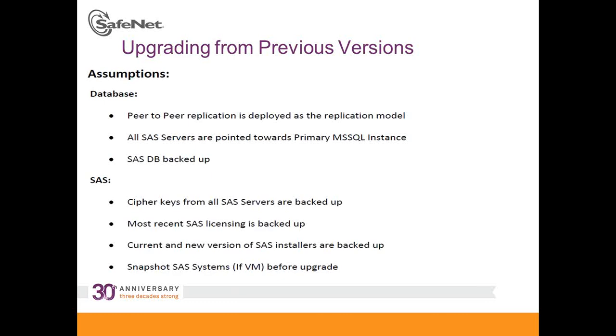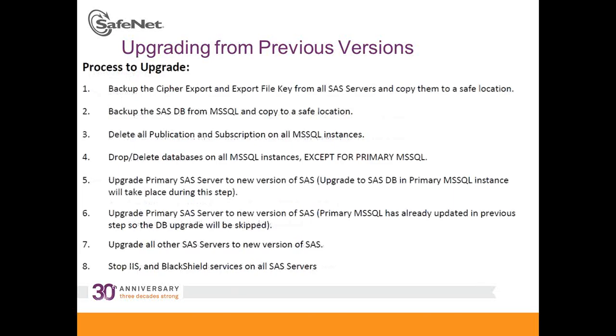And because we support virtualization, it's always recommended that we take a snapshot again before upgrading, just as a best practice. So the process to upgrade is we back up the cipher export and export file key from the SAS server and move them to a safe location. We make a backup of the database, again, moving it to a safe location. We delete all publication and subscriptions on all SQL instances.